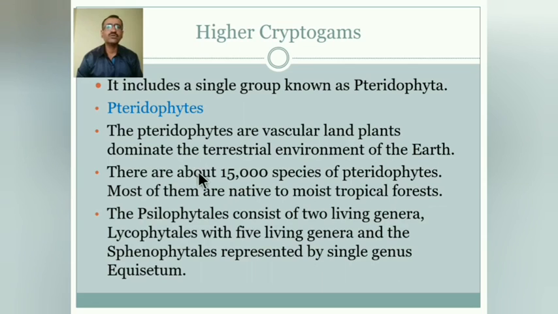There are about 15,000 species of pteridophytes. Most of them are native to the moist tropical forest. Mostly in the forest region they are found. Psilophytales is a group of pteridophyte. They consist of 2 living genera. Lycopodiales with 5 living genera, and the Sphenophyllales represented by the single genus Equisetum. In this way there are 3 groups: Psilophytales, Lycopodiales, and Equisetales.